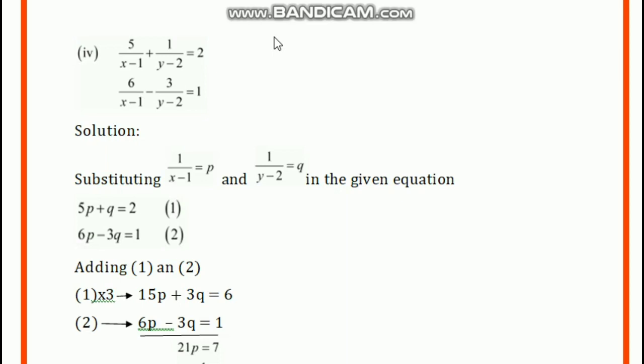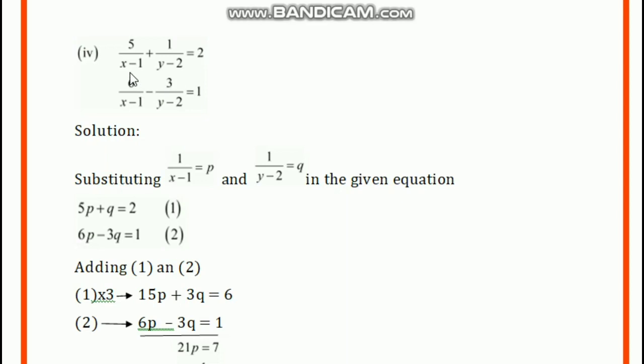Students, let's discuss exercise 3.6, first Roman fourth sum. Question is 5 divided by x minus 1 plus 1 divided by y minus 2 equal to 2. Second equation, 6 divided by x minus 1 minus 3 divided by y minus 2 equal to 1. See the denominators, x minus 1 and y minus 2. The given equations are not in the general form of linear equation. So we need to convert into the general form of linear equation.